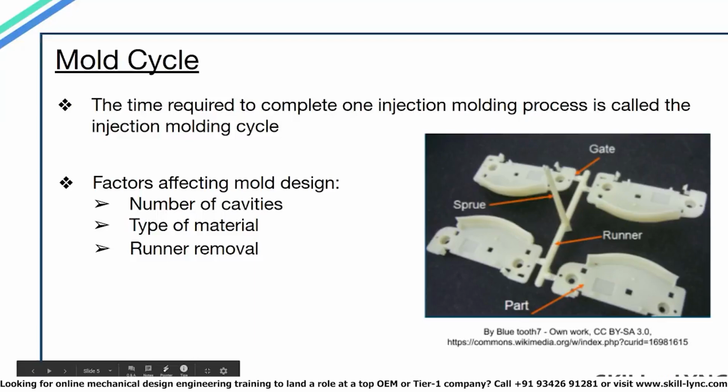So the next factor is runner removal. Now since runners are not part of the component required, they have to be removed, which results in an increase in mold cycle time. Runners can be removed manually or by using robots, but for lower mold cycle times, use of robots is preferred. Runner type and gate type. There are many types of runners and gates available which can be used in injection molding, which will be discussed in further sessions. So the type of the runner or gate which we select will also affect the mold cycle time.